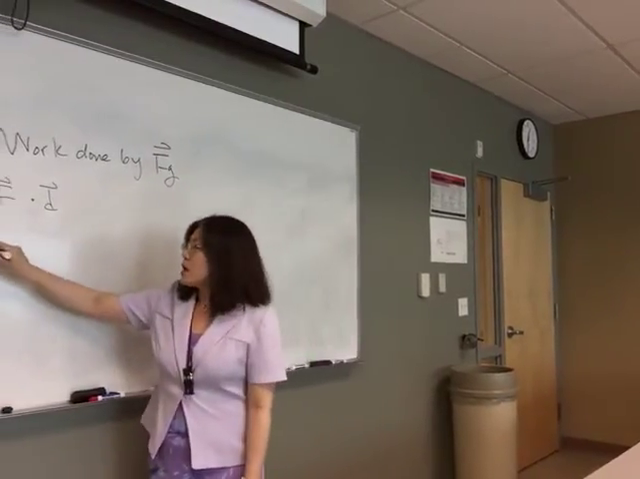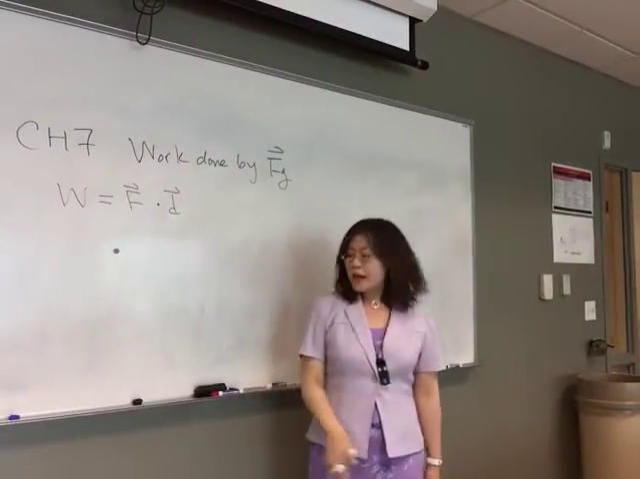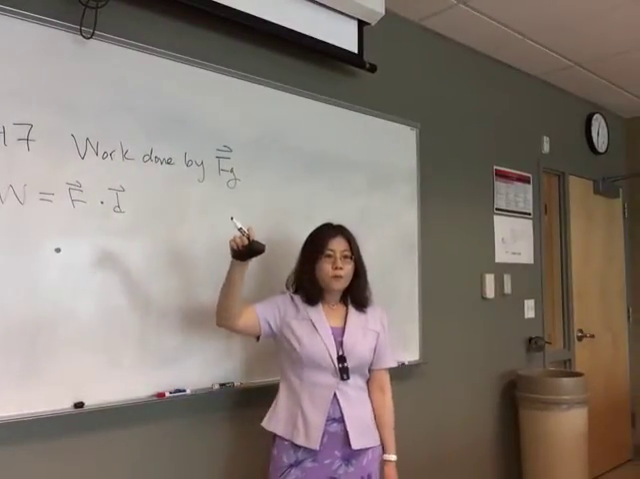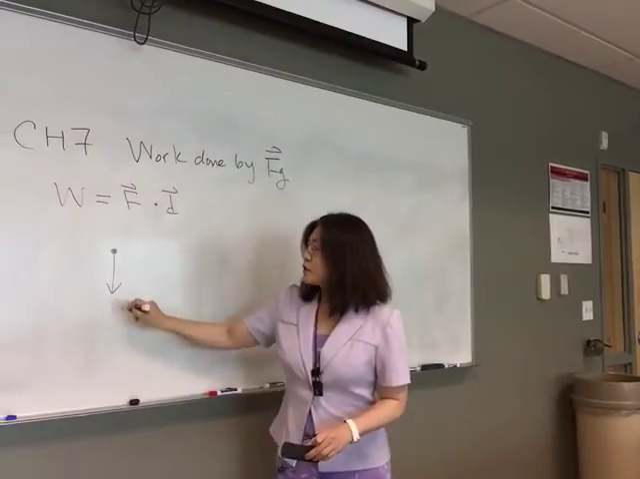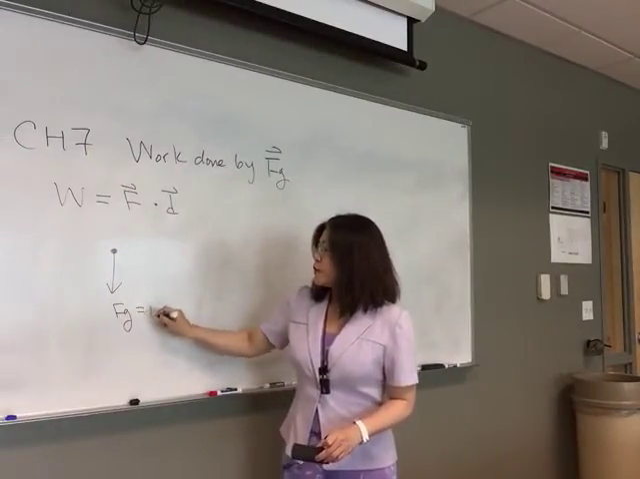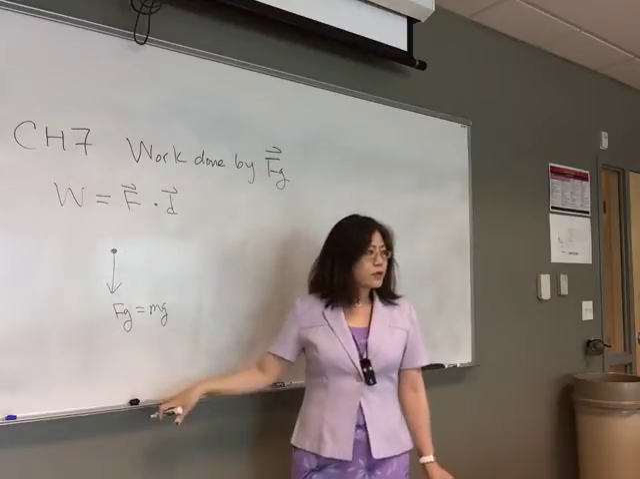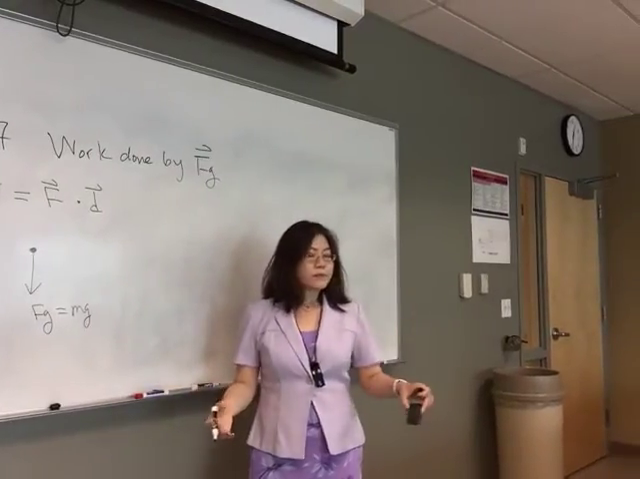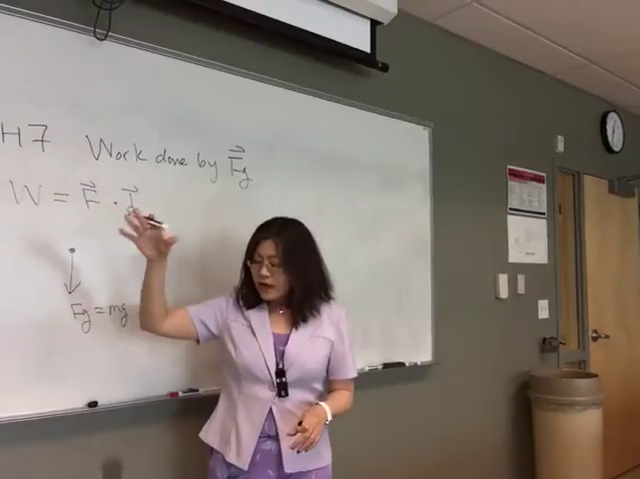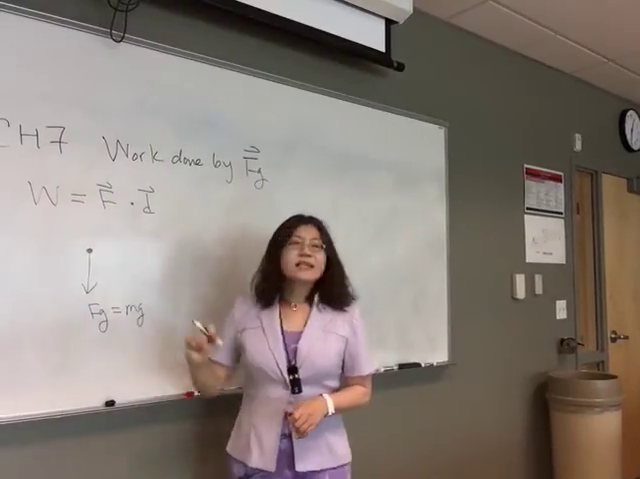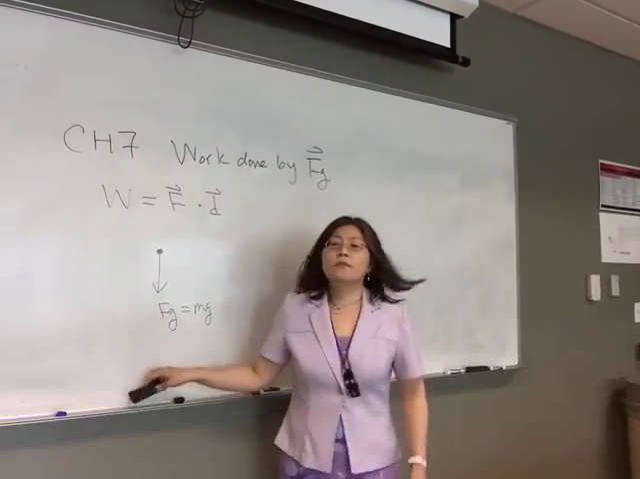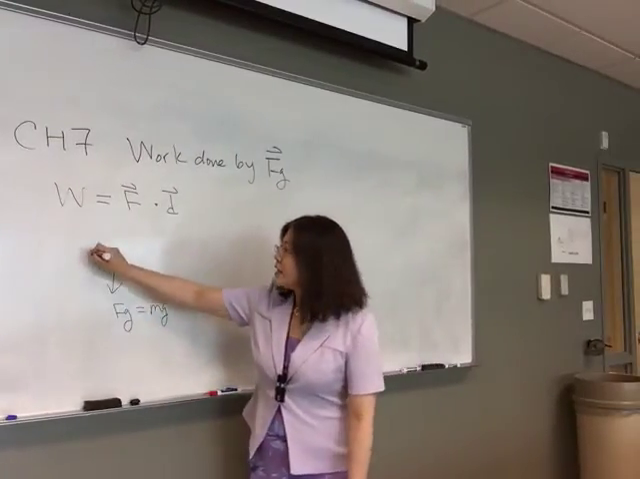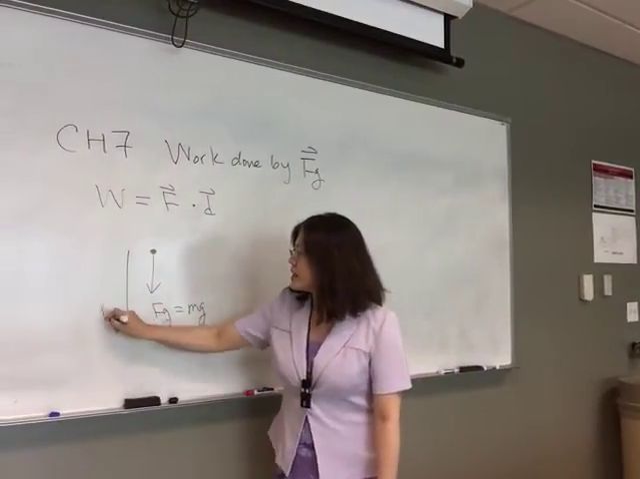Now you have an object, and let's say I'm just going to let it fall. If I let it fall, we know this is the force direction. So Fg here is equal to mg, and it's going downward. That we all know because it's gravity. And if I let it go, what is the direction of displacement? Downward, right? So let's say this object is moving a distance d.